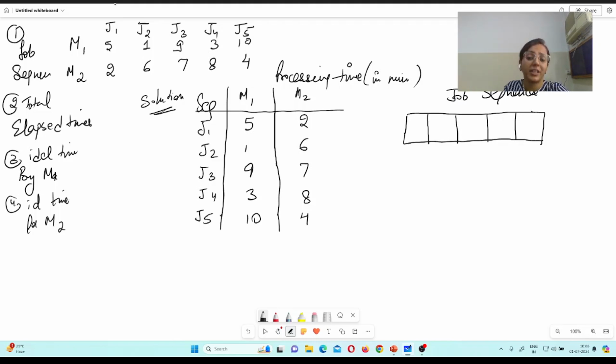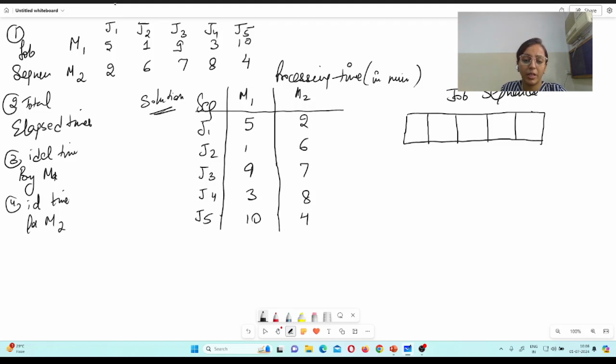So then what rule do we have to use? We have to find out the shortest one. If the shortest one is from the first machine, we will process it as early as possible, that is from the starting. And if the shortest one is from machine two, then we will start from the last, that is, as late as possible at the end. Okay, so first find out the shortest one.